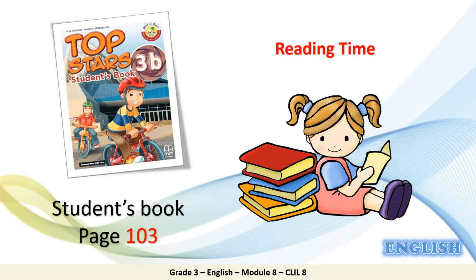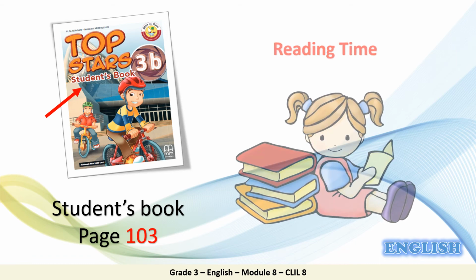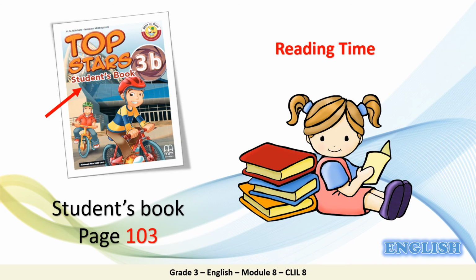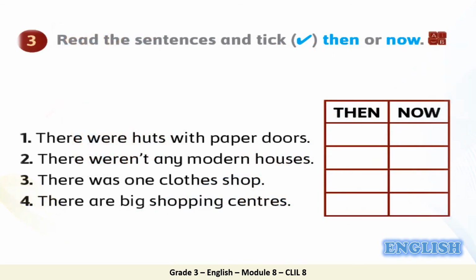We are still on the student's book, page 103, but now we will move on to question number 3, and it's your turn to read alone to answer the questions. The question says, read the sentences and tick then or now. Remember that then means in the past. Let's do the first one together. There were huts with paper doors.